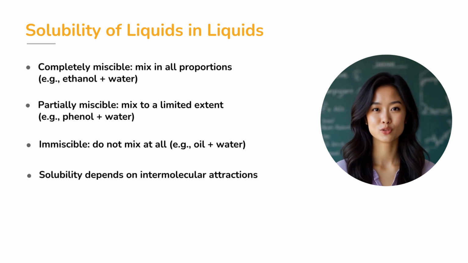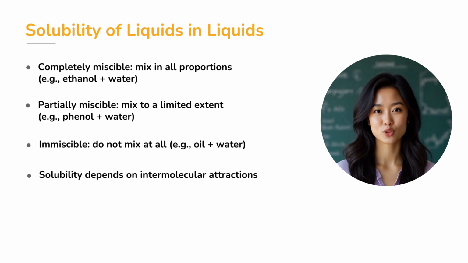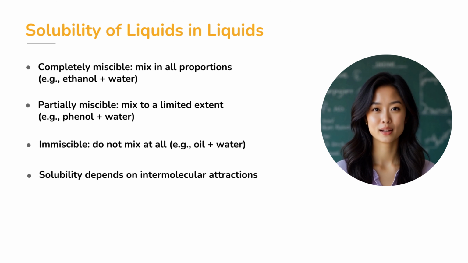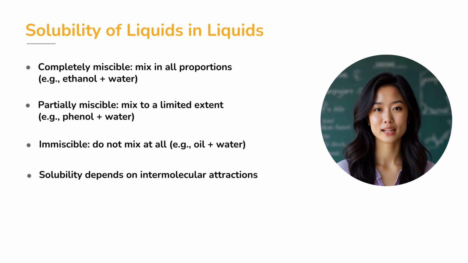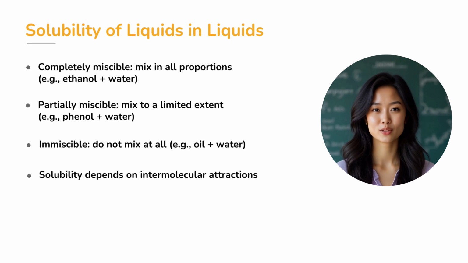When two liquids mix to form a homogeneous solution, their solubility is assessed based on their miscibility. Completely miscible liquids mix in all proportions, example ethanol and water. Partially miscible liquids mix only in certain proportions, example phenol and water. Immiscible liquids do not mix, example oil and water. The key factor is intermolecular interactions. If the interactions between solute and solvent molecules are comparable to those within each pure liquid, solubility is high.